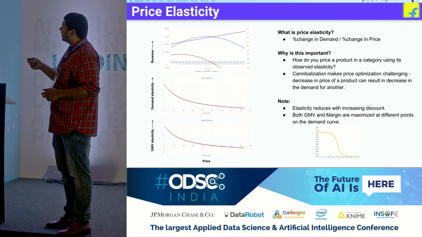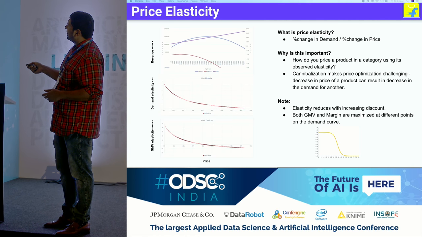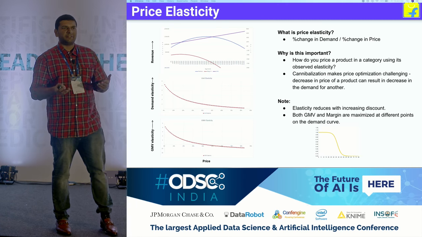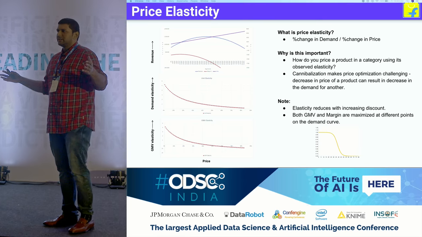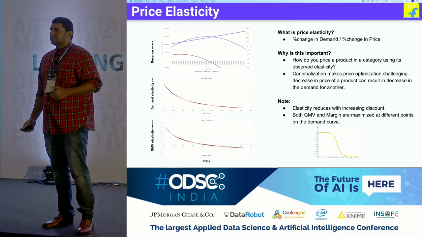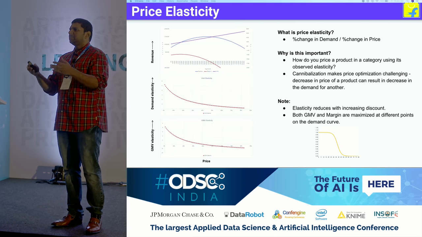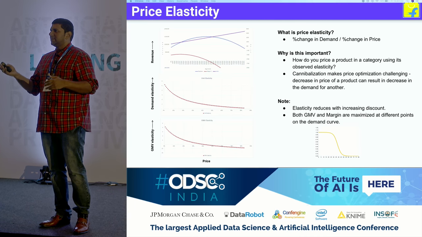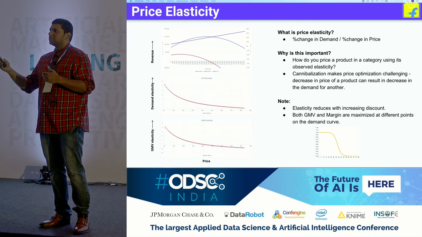But there is one further complication, which is cannibalization, which is a big problem, right? Say you have a particular category, and you have a whole gamut of products. What happens is that when you decrease the price on one particular product, the demand for that product increases, but the demand for the others which are cannibalized by this product also decreases.